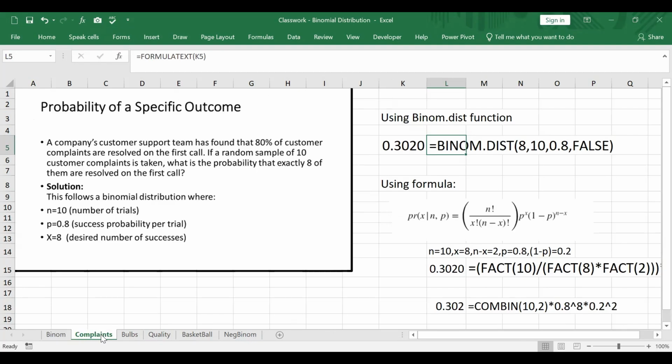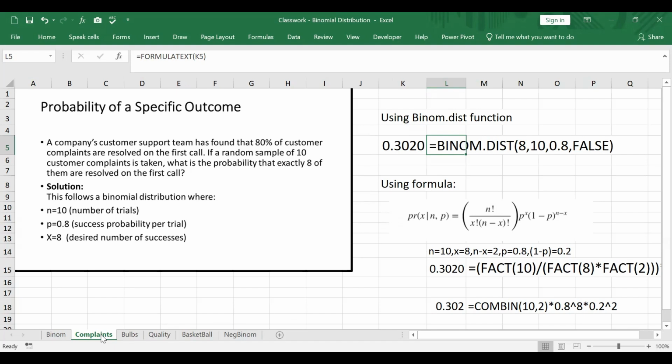Example. A company's customer support team has found that 80% of the customer complaints are resolved on the first call. A random sample of 10 customer complaints is taken. What is the probability that exactly 8 of them are resolved in the first call?